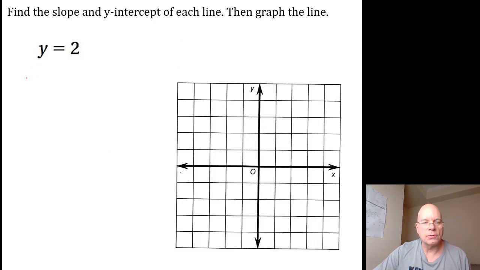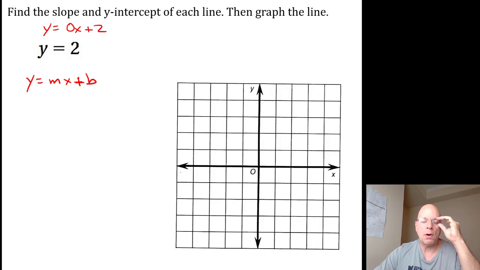Y equals 2. If I think about y equals mx plus b, I realize that 2 cannot be m, because if it was m, I would see 2x, not just 2. What we have here is y equals 0x plus 2. The reason you don't see an x is because the coefficient of the variable term, the slope of the line, is 0. That's why that variable term disappears. So b is 2, positive 2.